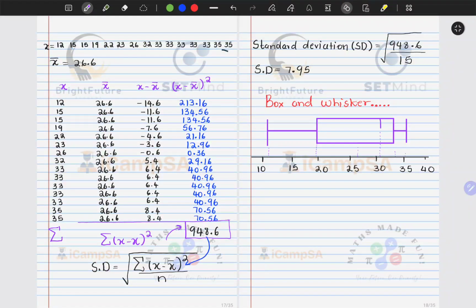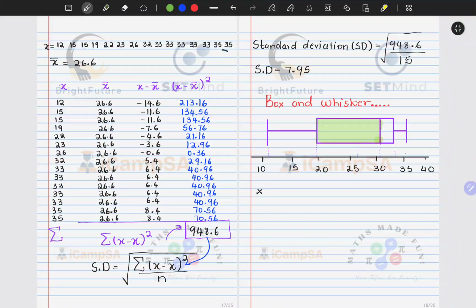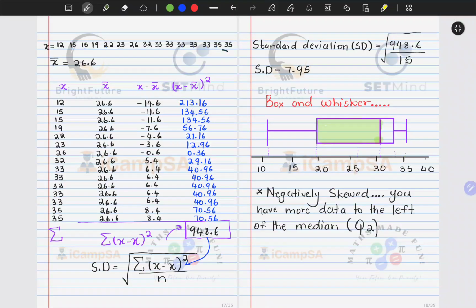So you can clearly see that this is negatively skewed. Look at how big this side is. As per our note, this here is negatively skewed, because you have more data to the left of the median, of which our median is Q2.